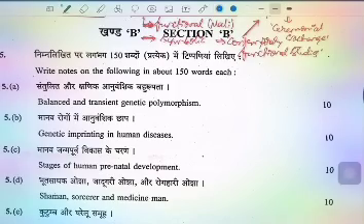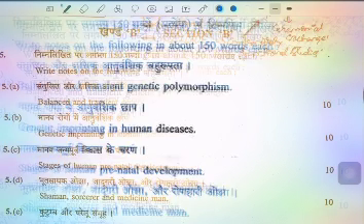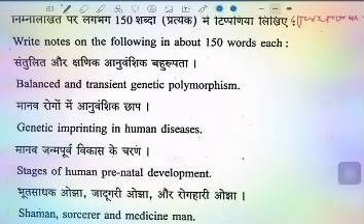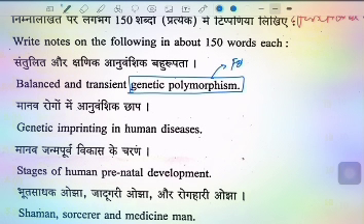Let's start. Now here, question number 5a is talking about balanced and transient genetic polymorphism. In this question, you were supposed to define what is genetic polymorphism, and there is a definition given by Ford. It says that it is nothing but the presence of two or more discontinuous alleles. That is given by Ford. This has to be given.